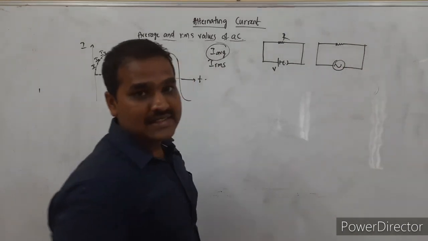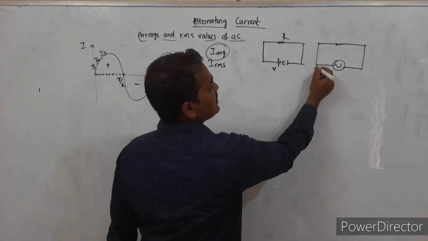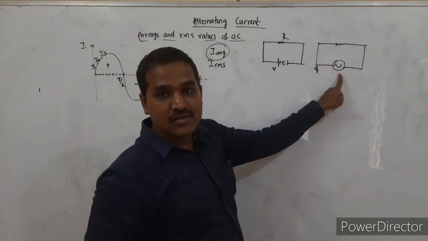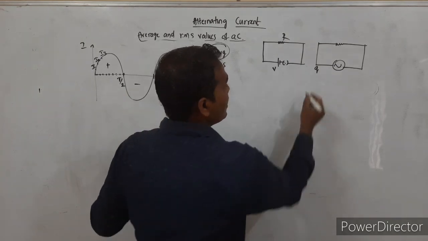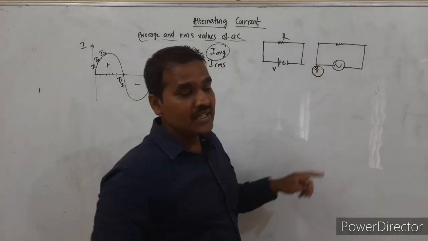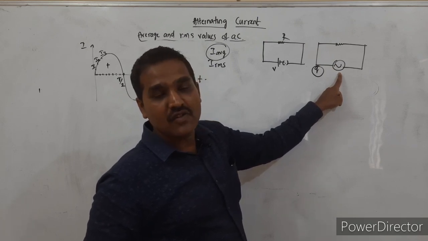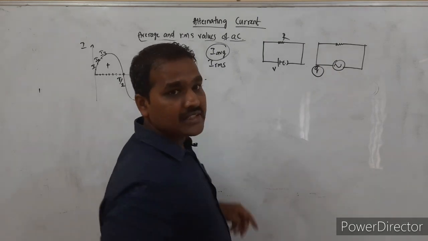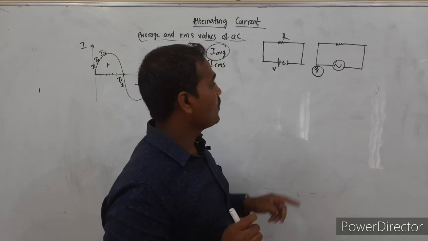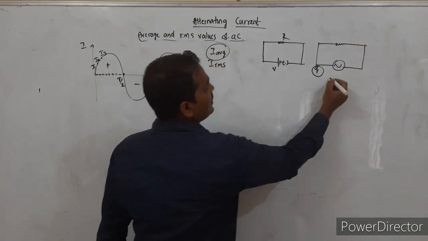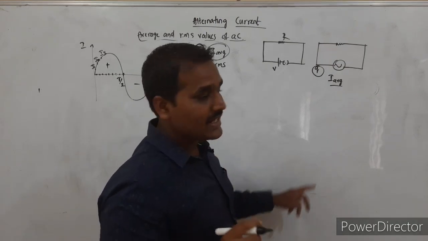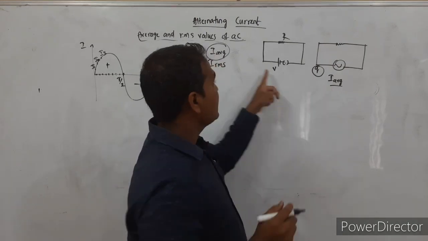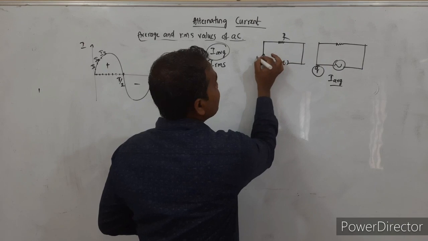Okay, and let us consider the number of charges sent by this AC source during half of this time period, that is T by 2, let it be q. This AC source is sending the charge of q during the time of T by 2. Then the average value of this alternating current is that value of the steady current.